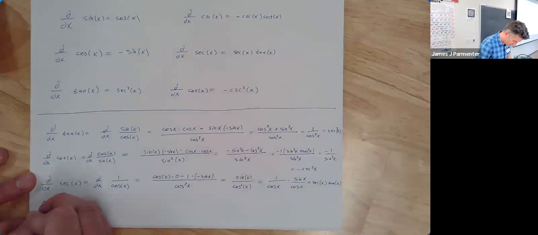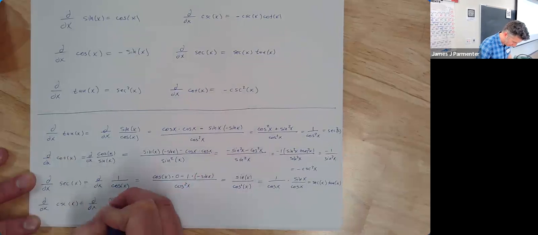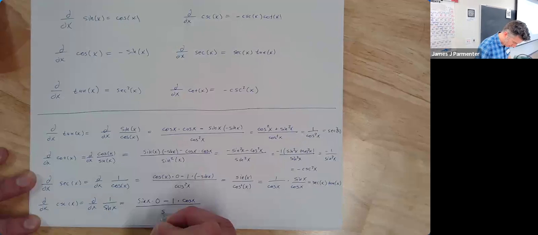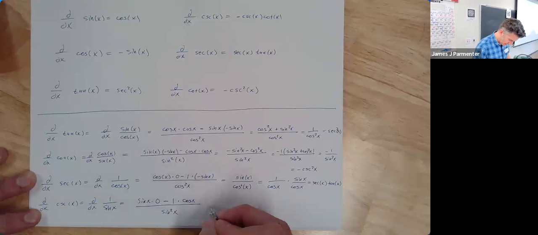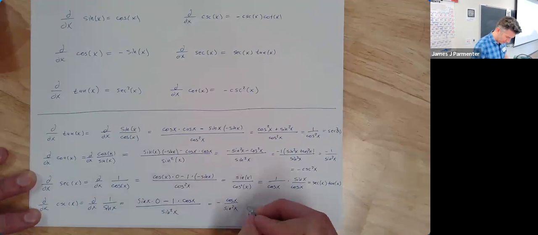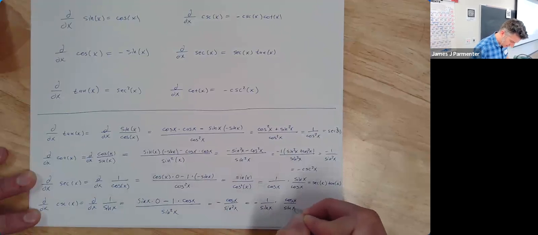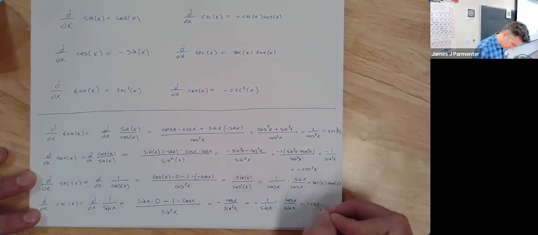But we could actually show it. The derivative of cosecant of x is the derivative of 1 over sine of x, and then quotient rule, bottom times the derivative of the top minus top times the derivative of the bottom, all over the bottom squared. That just ends up being negative cosine x over sine squared x. We break it up in a similar way as before. It's negative 1 over sine times cosine over sine, which is really just negative cosecant x times cotangent x.